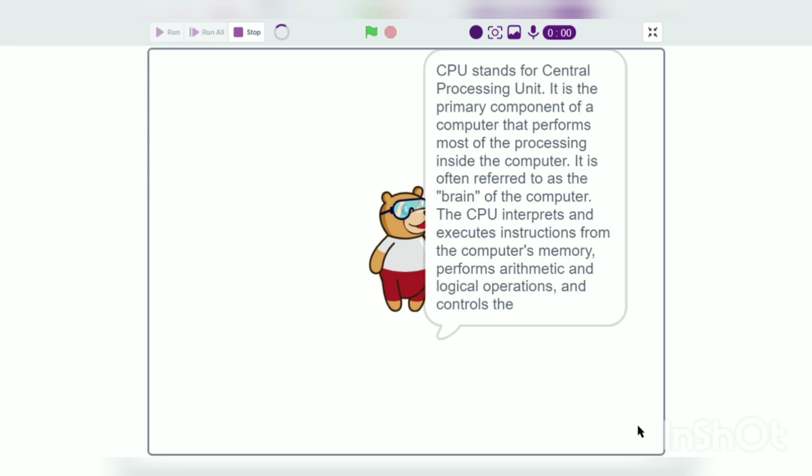CPU stands for Central Processing Unit. It is the primary component of a computer that performs most of the processing inside the computer. It is often referred to as the brain of the computer. The CPU interprets and executes instructions from the computer's memory, performs arithmetic and logical operations, and controls the operation of other hardware components. It is responsible for carrying out tasks and running programs, making it a critical part of a computer system.